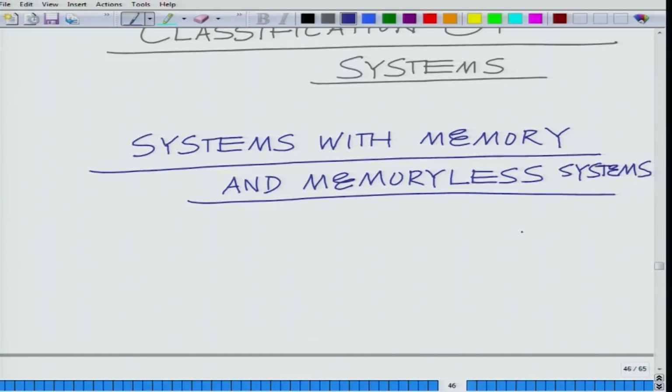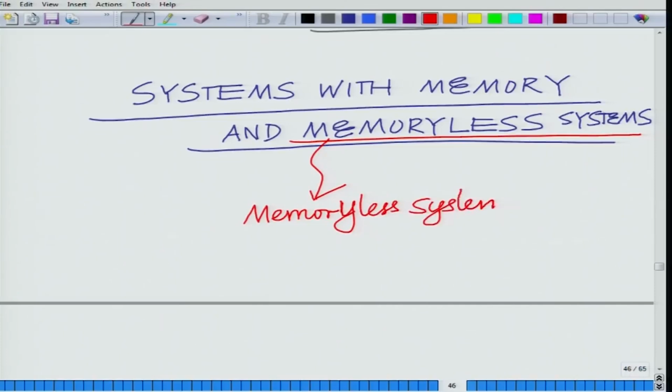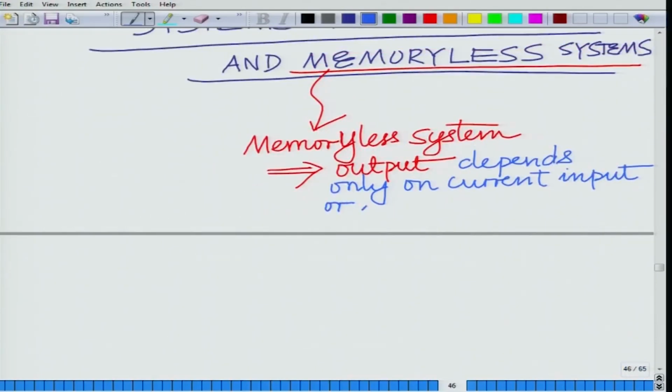Memory less systems. Okay. Now, a system is known as a memory less system if the output depends only on the current input, that is, the input at the current time instant. This holds for both discrete and continuous time.